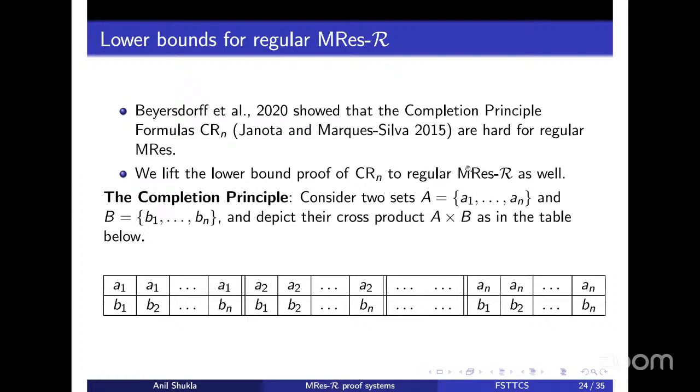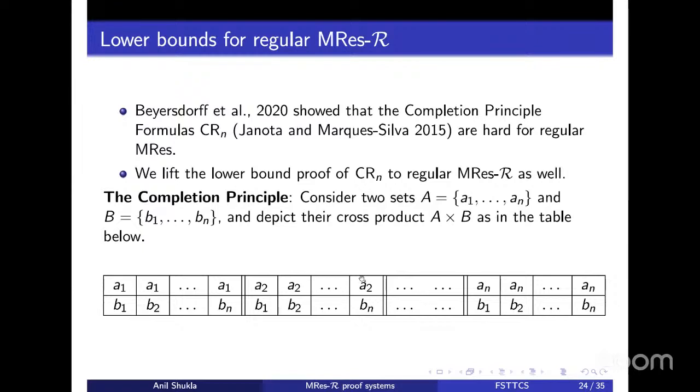Lower bound has already been established with regular merge resolution in Mahajan and the hard QBF for merge resolution paper, and we have just seen that we can lift that lower bound. So what is this completion principle? Suppose we have A1 to AN and B1 to BN. Two sets are there.